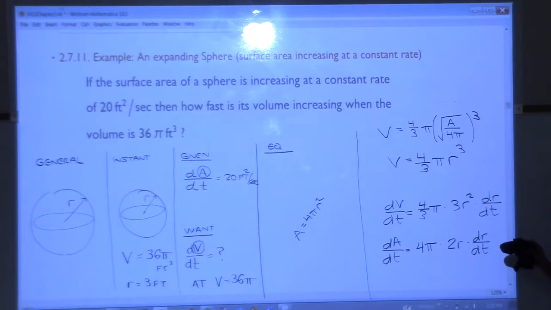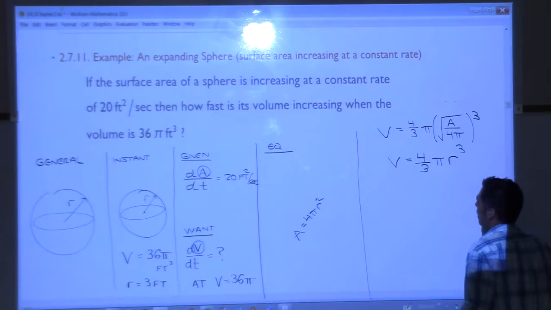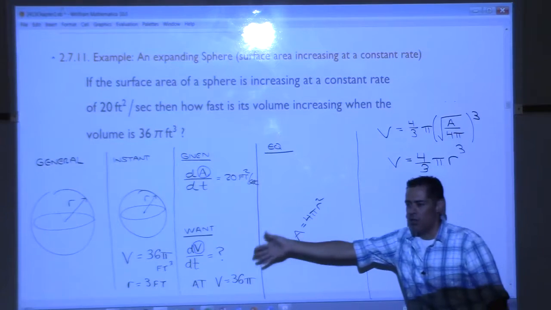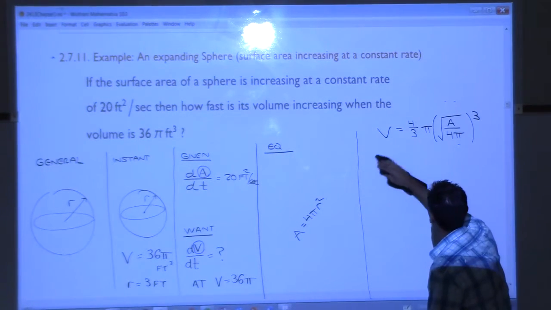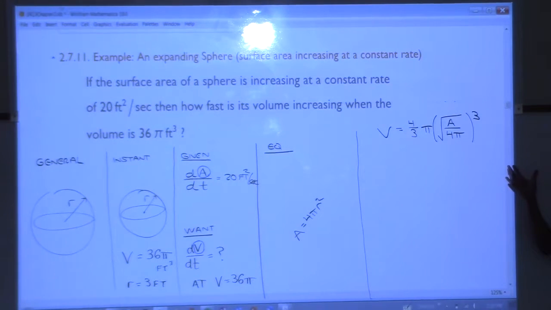Can I move on? Yes, sir. Okay, thank you. Good question. We don't want to be taking derivatives of equations that have variables that we don't know anything about. We don't want to have an r in there because we don't know anything about dr/dt. Okay, so here's where we are, right? This is a new equation. It actually relates V and A together, right?